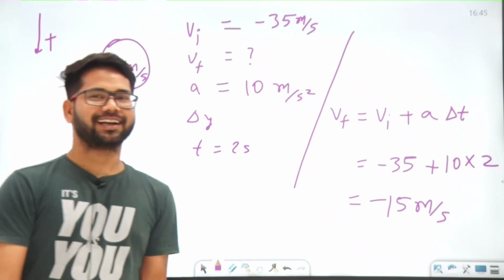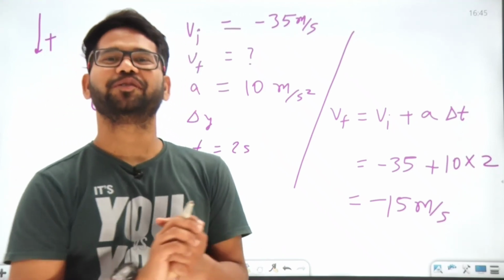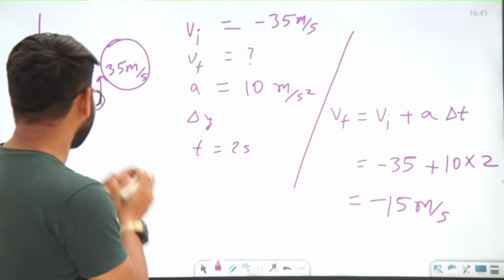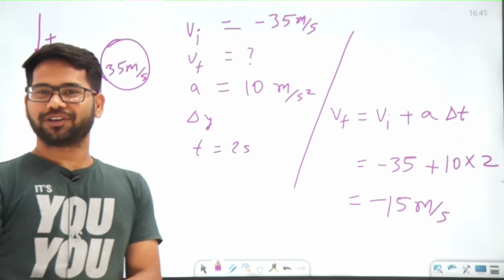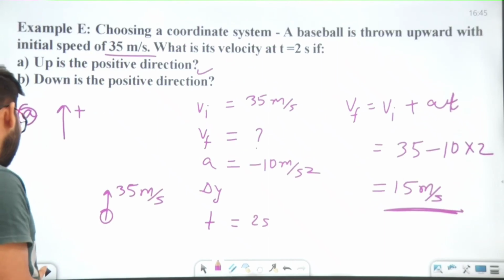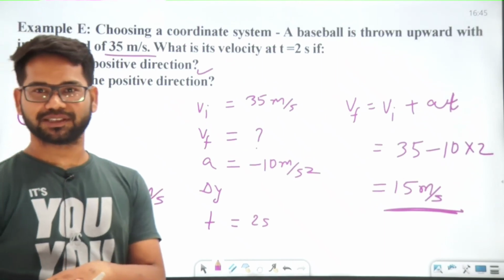Velocity is negative at t equals 2 seconds. That means it's moving up. Why? Because we have taken downward direction as positive. I hope you understand this situation, this question and concepts, right?